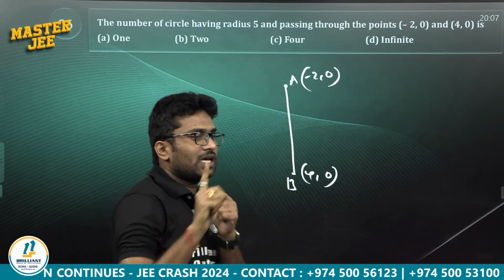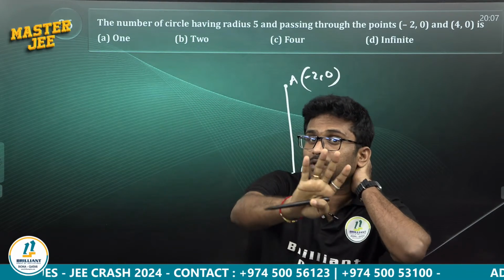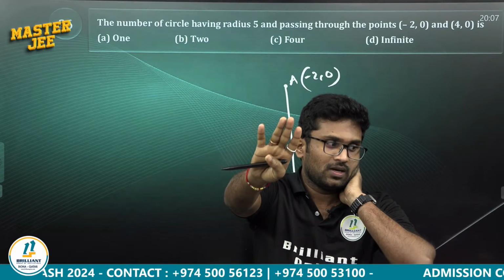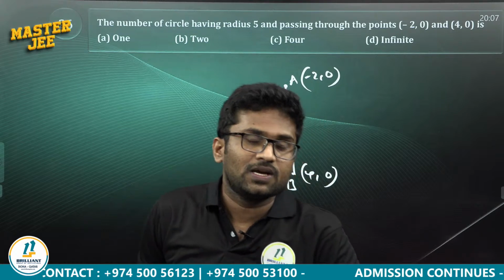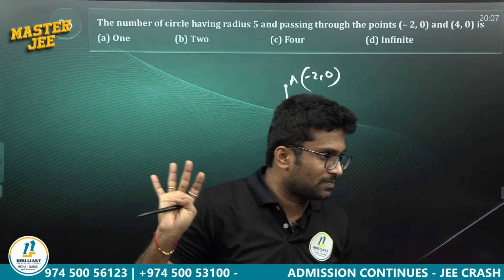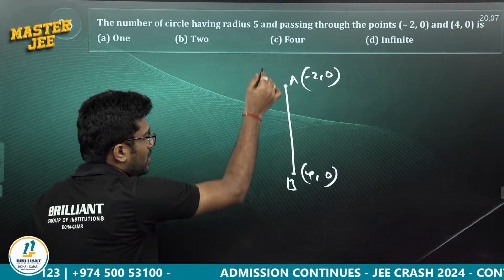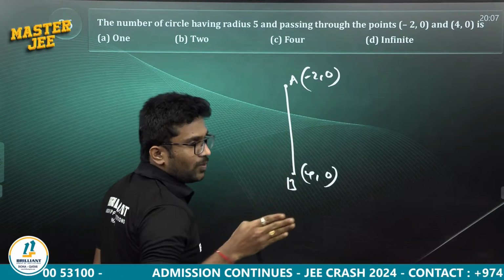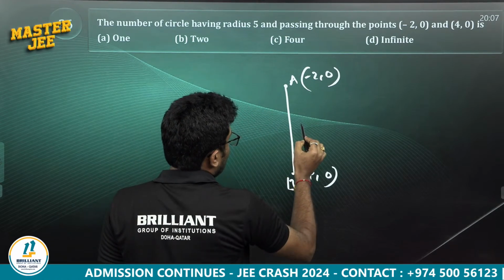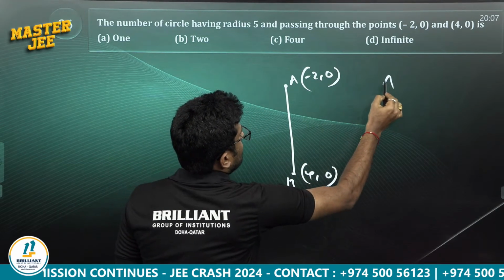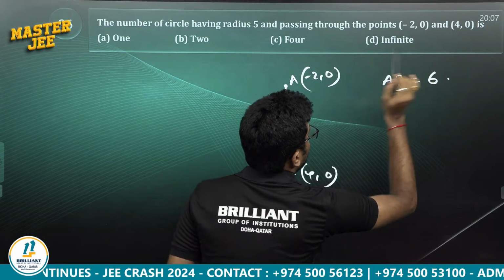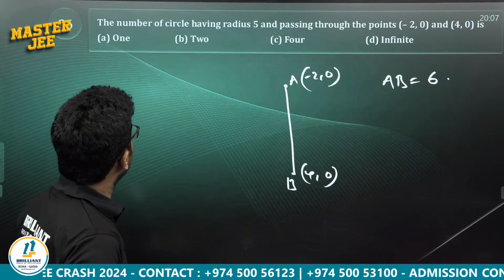Whenever they give you 2 points, first find the distance between those 2 points. To find the number of circles of the required radius, first check the distance between the 2 points. The distance is the square root of (x2 minus x1) whole square plus (y2 minus y1) whole square. The distance from A to B, AB, is equal to 6.